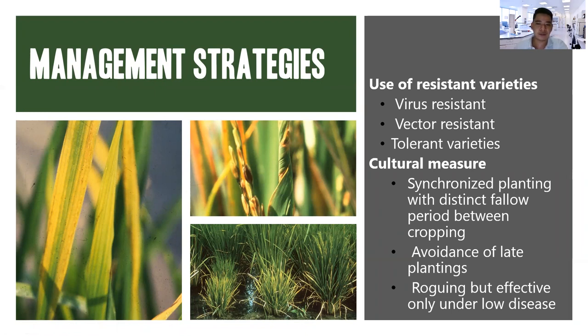Once na nahuli po tayo, then roguing but effective only under low disease incidence po. So, effective lang siya pag hindi pa ganun ka-infect po yung ating rice field. So once na na-infect na po ng viruses yung ating rice crop, medyo wala na po tayong magagawa doon kundi i-isolate po natin sa field yung alam po natin na infected na, dahil once na kinain po ng ating vector, ma-transfer niya pa po yun sa iba pong healthy rice clump. So mas magandang i-isolate na po natin siya para hindi na kumalat po yung ating viral diseases.